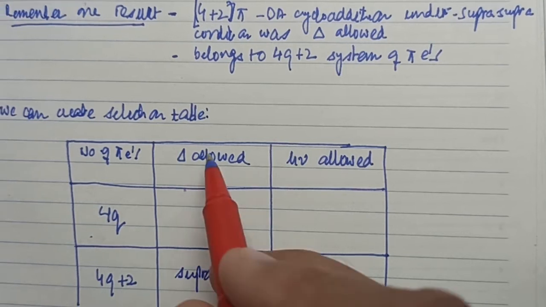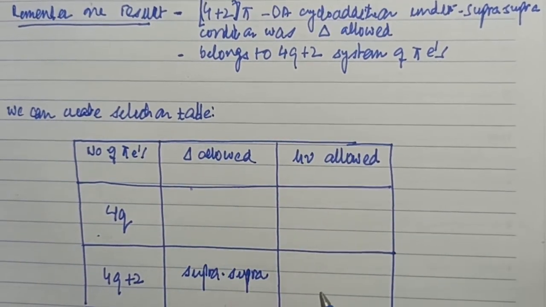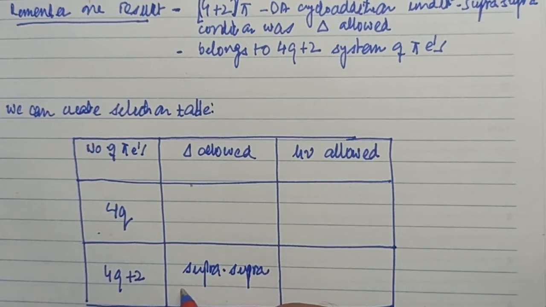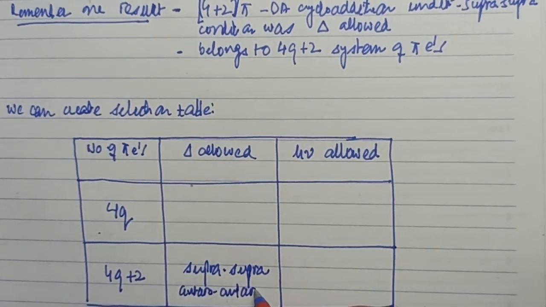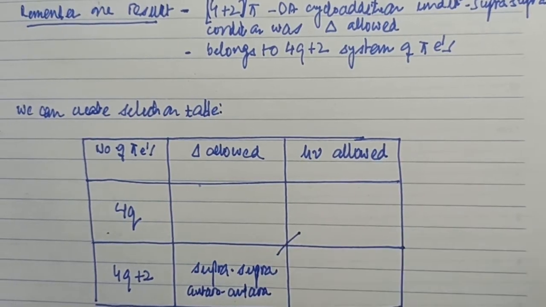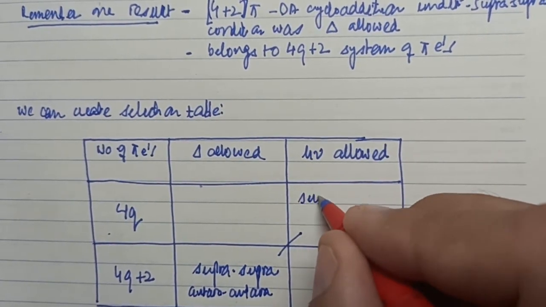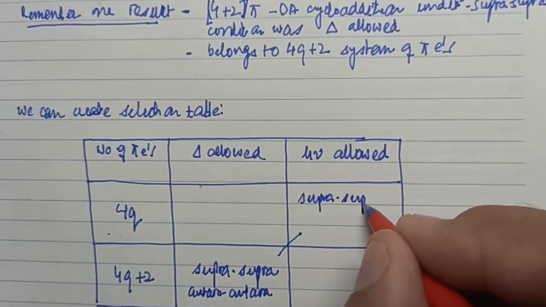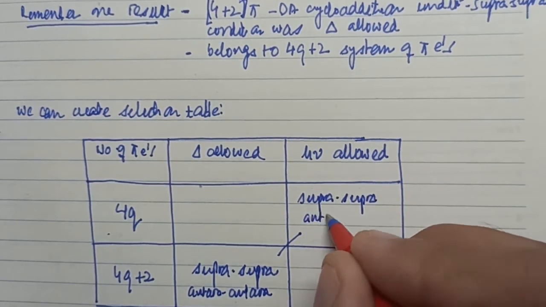Supra-supra condition, thermally allowed. So I have to place supra-supra here, and whatever is the result for supra-supra, the same will be the result for antara-antara. This we also know. Diagonally the results are the same, therefore here it will be supra, and here it will be antara.